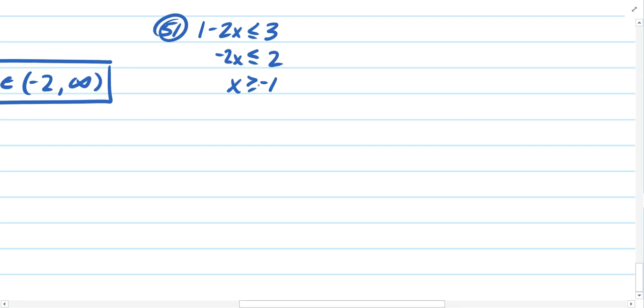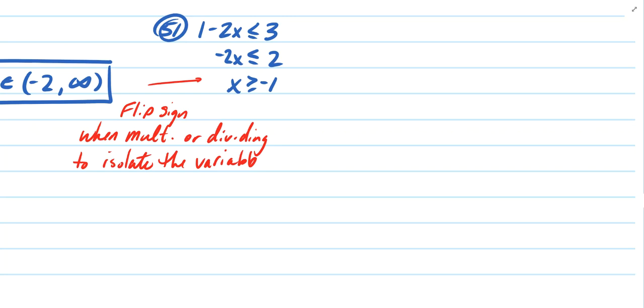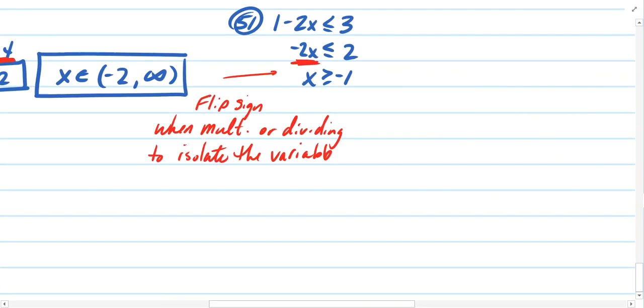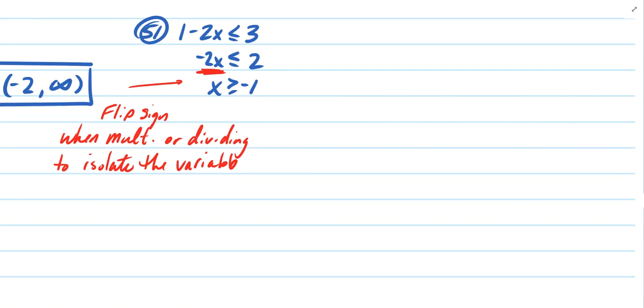Now what's really important here is that we change the direction of our sign. We always have to flip the sign when we multiply or divide by a negative number to isolate the variable. And in this case, we had to divide both sides by negative 2 in order to get this variable by itself. We didn't do that over here, though. We did divide a negative number, but we didn't divide by a negative number. We divided by a positive 2 in order to isolate this variable, and therefore we didn't have to change the direction of our sign. In this case, we did.